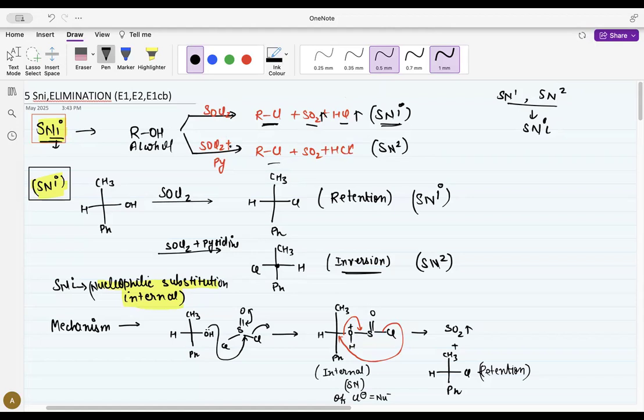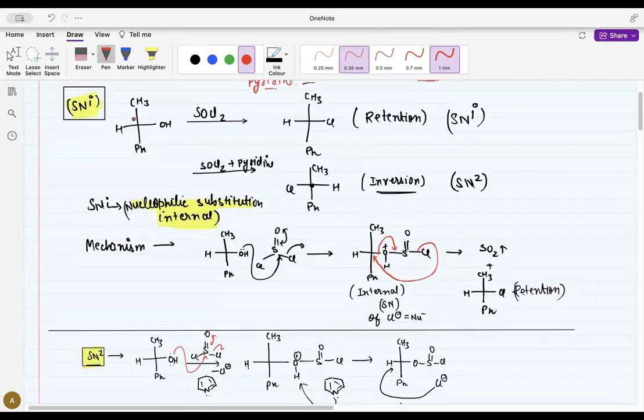Let's say we have SOCl2 plus pyridine. Right? So if we do the reaction with SOCl2 and pyridine, we will go through the SN2 mechanism. If simple SOCl2 is written, it is SNi. So both of these mechanisms we will learn today: what is SNi, and SN2 you already know.